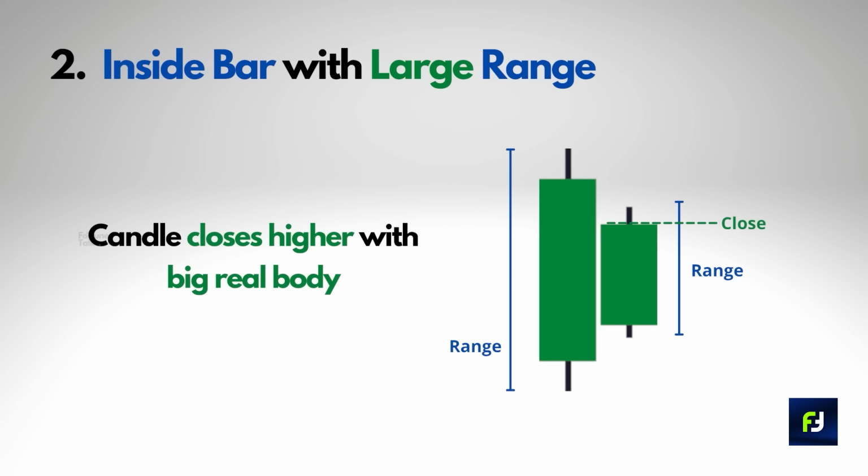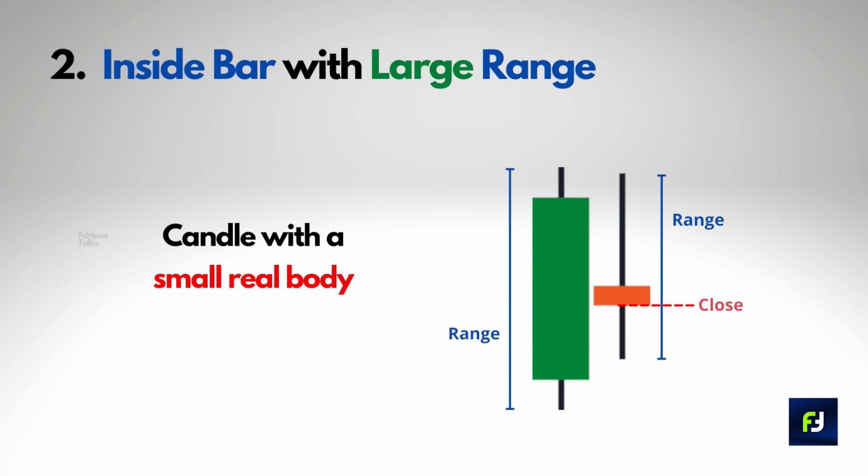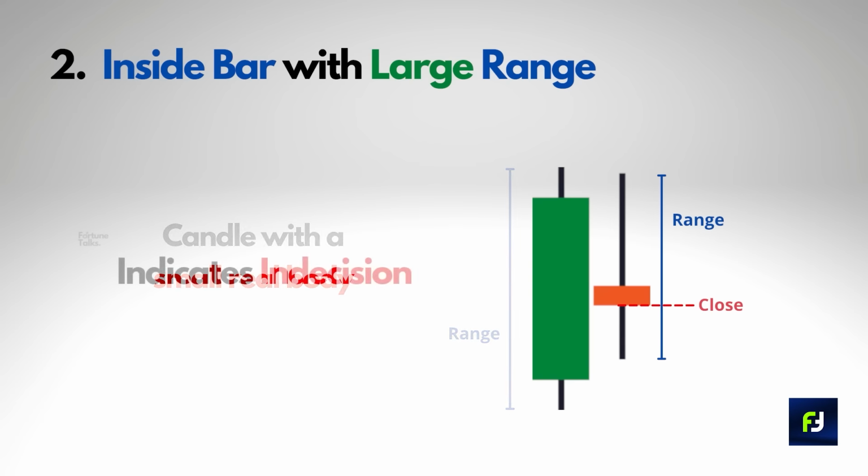As you can see, in the first category, there is a large inside bar with bullish close which shows signs of bullish strength. Moving on to the second type, it is a large inside bar with a small real body which shows signs of indecision. So depending upon the range and the real body, the inside bar can either represent an indecision or a reversal in the market.